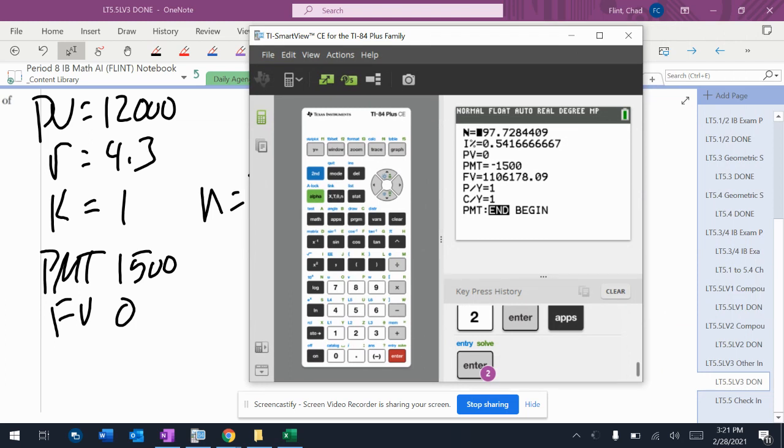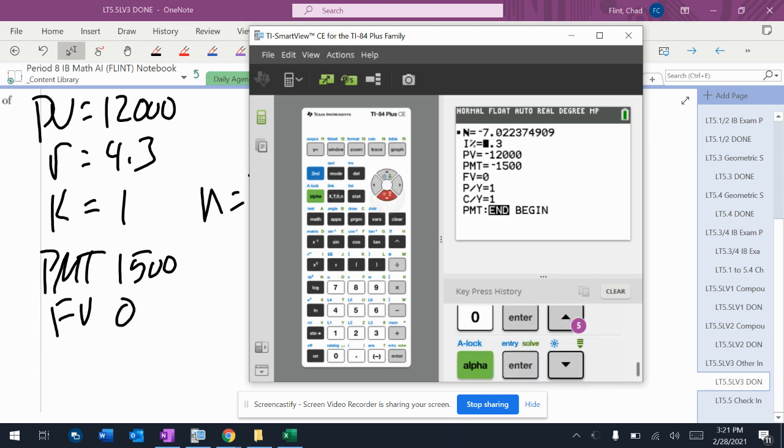Okay, so we don't know what the N is. The interest rate is 4.3. The present value is negative 12,000. The payment is negative 1,500. The future value needs to be 0. Payments per year is 1. It's at the end, so everything there is good. So let's see if this works. If not, I have one change on there.